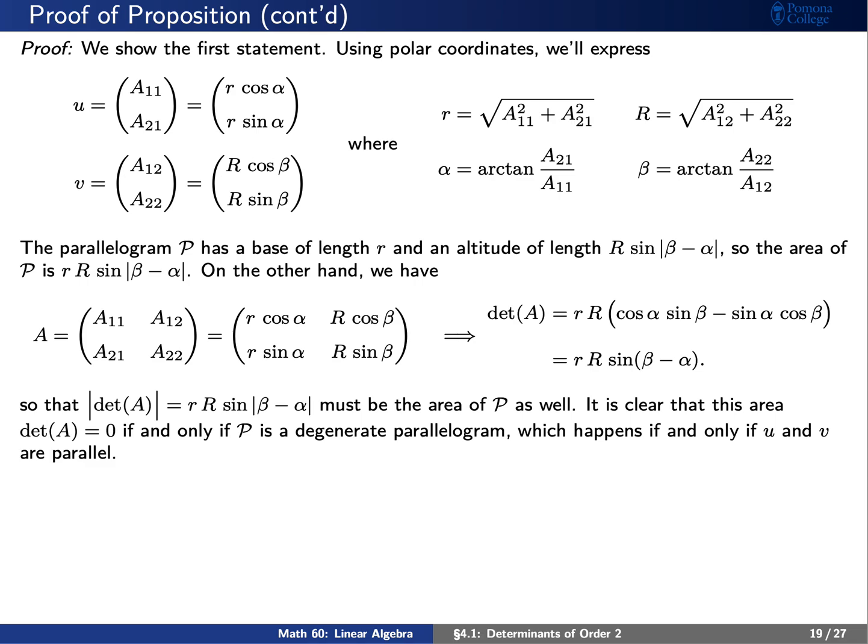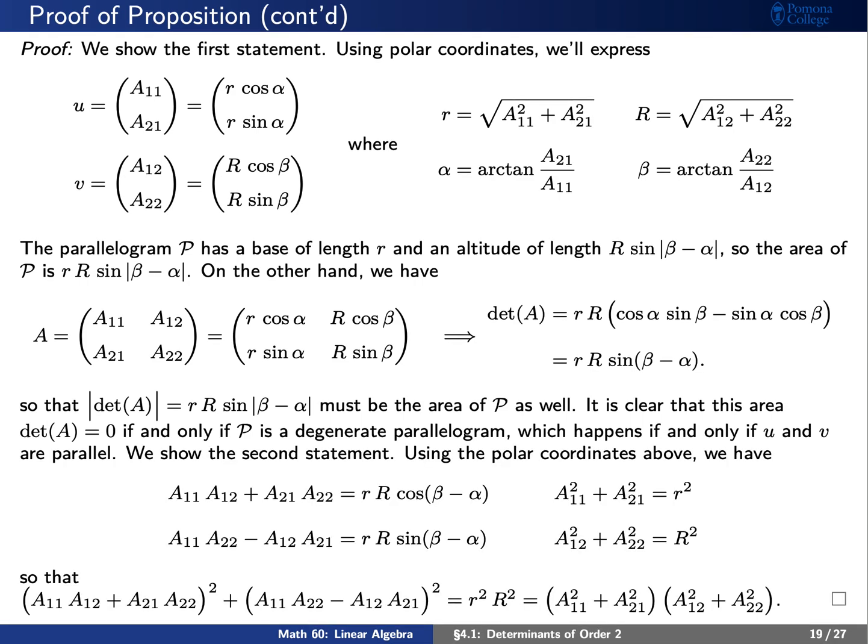It's clear now from the way we have all of this set up that this parallelogram has area 0 if and only if beta equals alpha, if and only if the two vectors u and v are parallel. That is, they make the same angles.